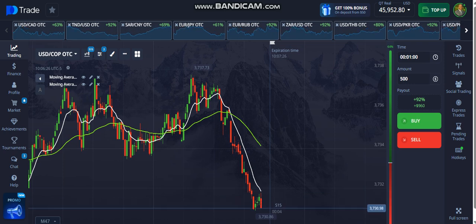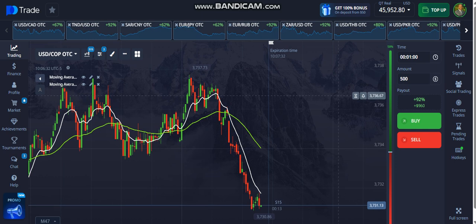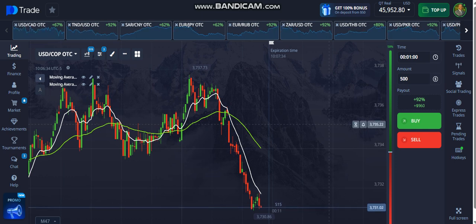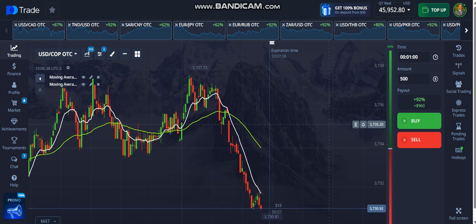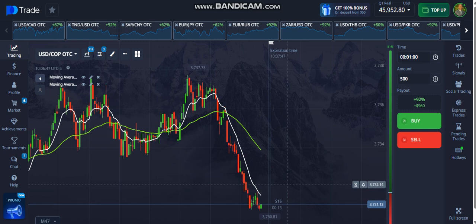And I'm on the OTC pair USD COP. I've been utilizing my 10-50 EMA crossover strategy with the retracement. And I'm in the process of about to take a trade on this pair here.